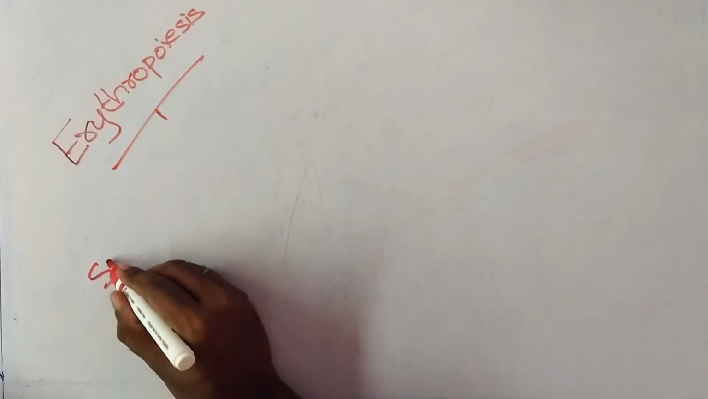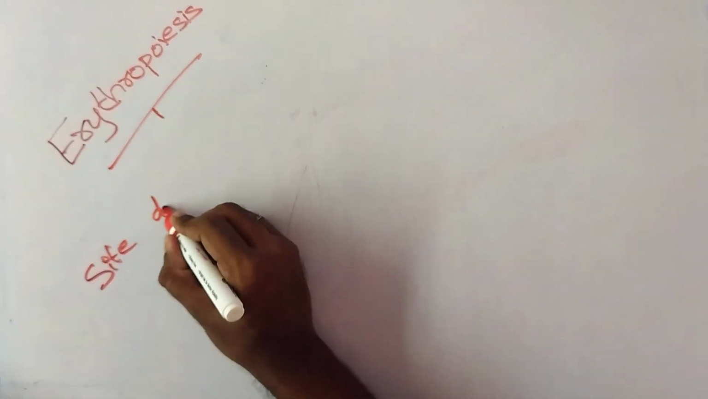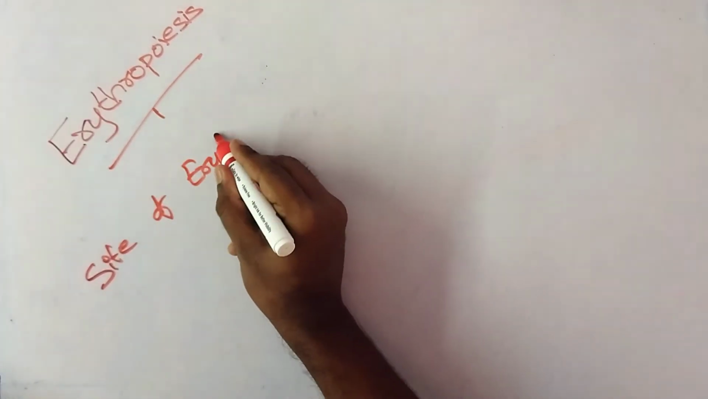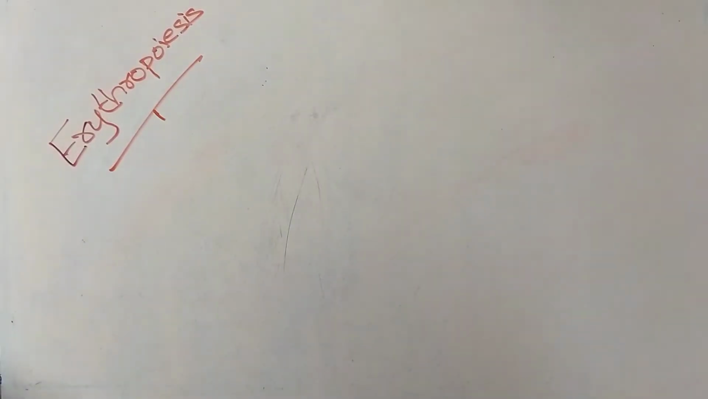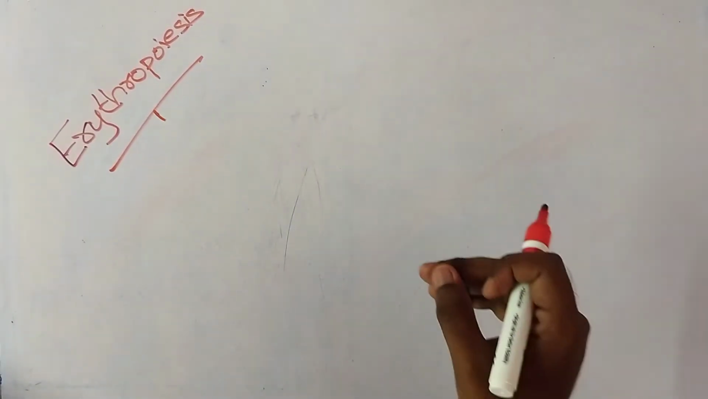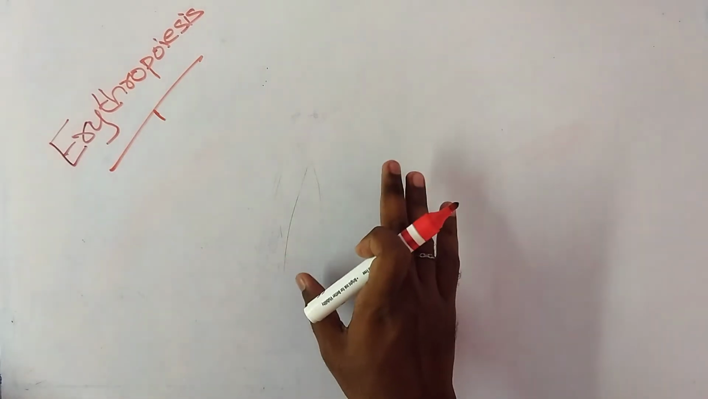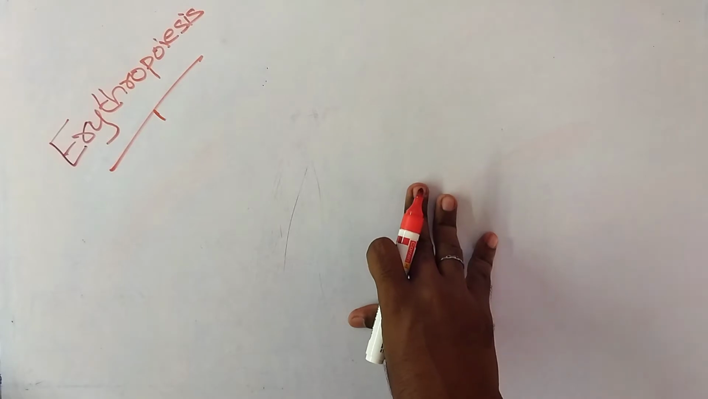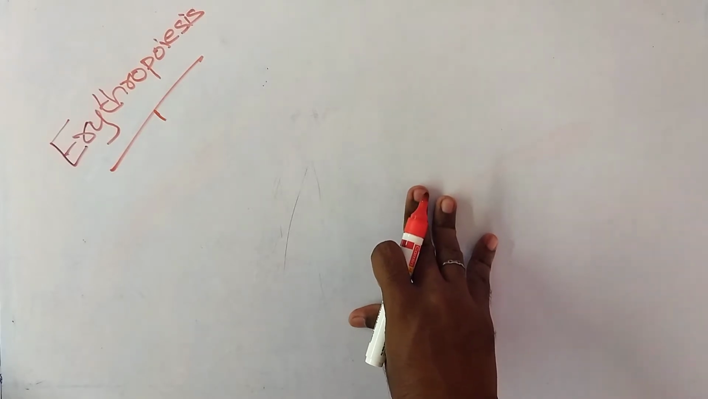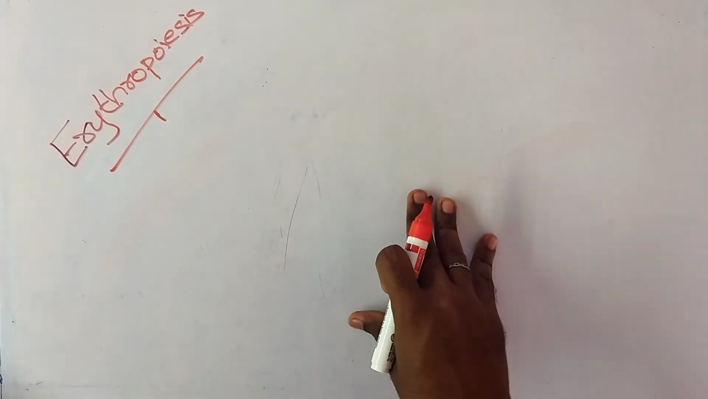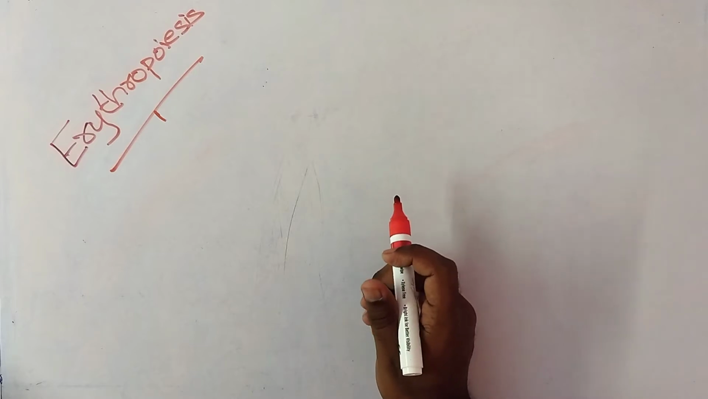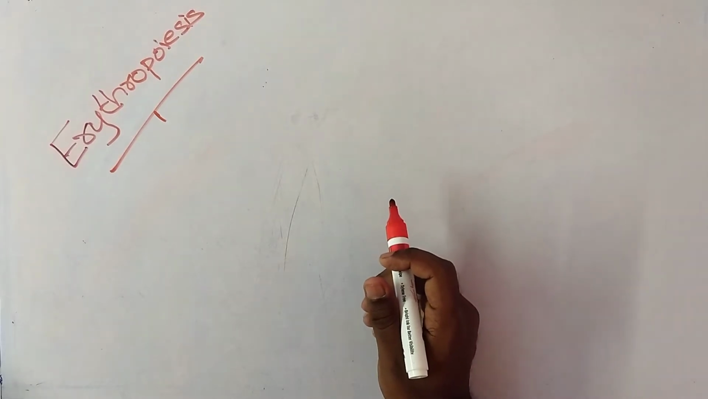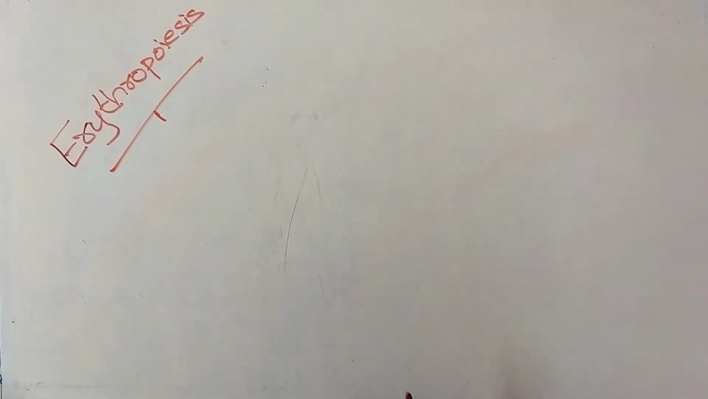Now coming to the concept of this first class topic, site of erythropoiesis. Observe how I am explaining to you, and try to apply this pattern in the examination. There will be a chance of getting more marks and making a good impression on the examiner or lecturer who is correcting our paper. Try to apply this process how I am explaining.